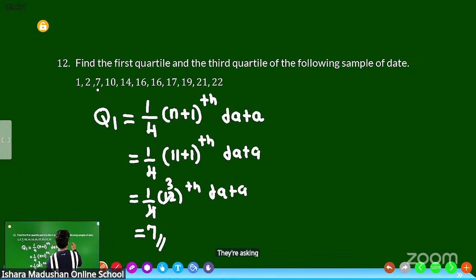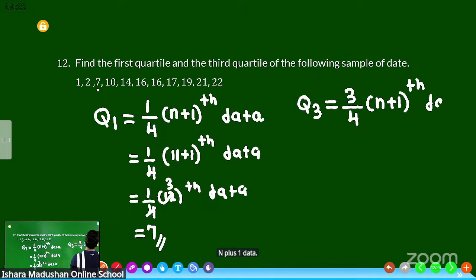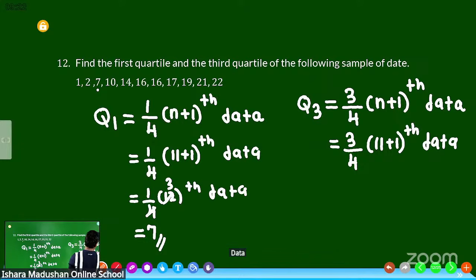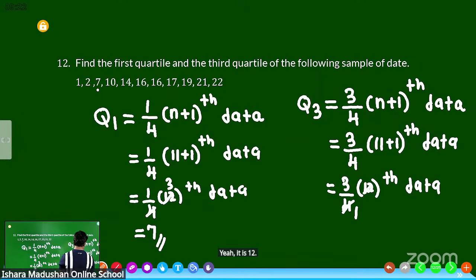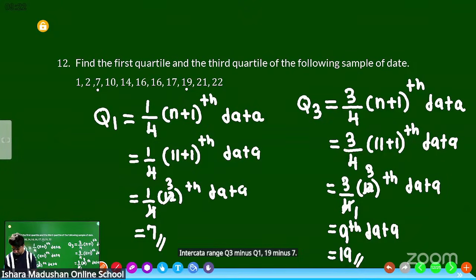They're asking the third quartile as well, Q3. So Q3 is 3 over 4 (n plus 1)th data. n means the total number of data. So here it is 3 over 4, 11 plus 1 data. So it is 3 over 4 of 12, so the 9th data. 1, 2, 3, 4, 5, 6, 7, 8, 9. Here it is 19. The interquartile range is Q3 minus Q1. 19 minus 7 is 12.